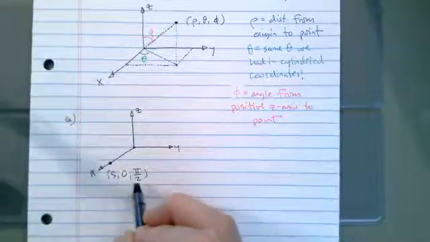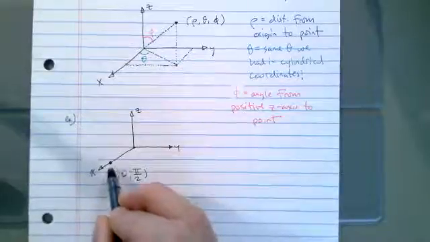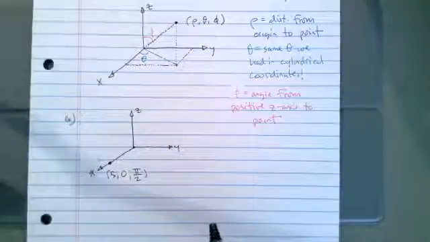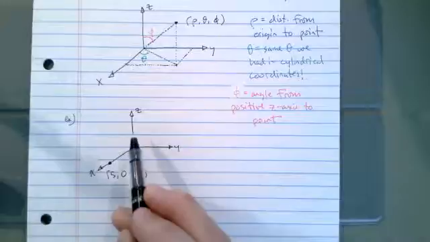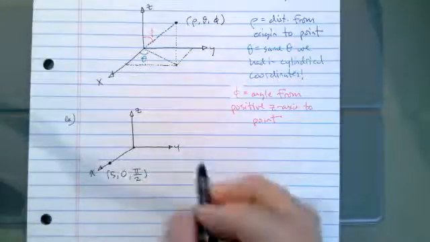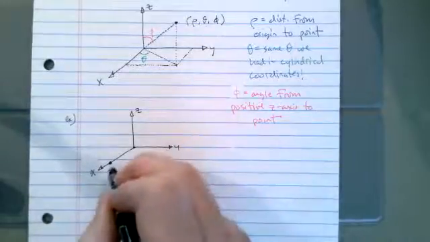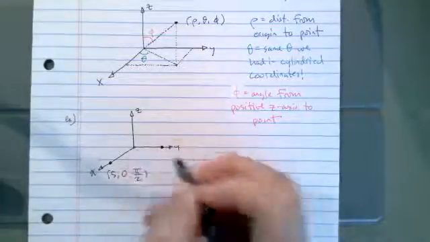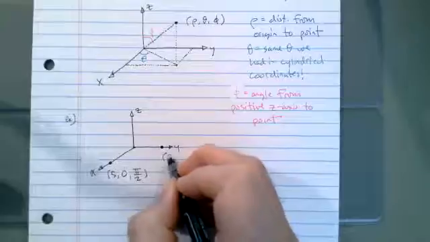Great. So 5, 0, pi over 2. It's really weird not calling this just 5, 0, 0. It's kind of weird calling this 5, 0, pi over 2. But pi over 2 is measured from the positive z-axis. What if I had a point here? I'm just going to follow this around in a circle. And this point is 5 units away from the origin, so that point is 5 as well.